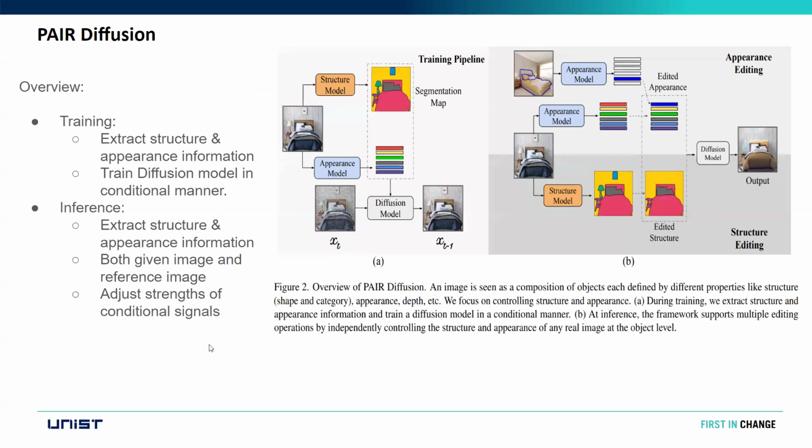So this is the overview of PairDiffusion. For training, first they extract the structure and the appearance segmentation information, and then put it into the diffusion model in a conditional manner. Then in the inference part, it also extracts the structure and the appearance of the given image, and extracts the appearance information from the reference image, and then adjusts the strength of the conditional signal, and it will give us the final output.